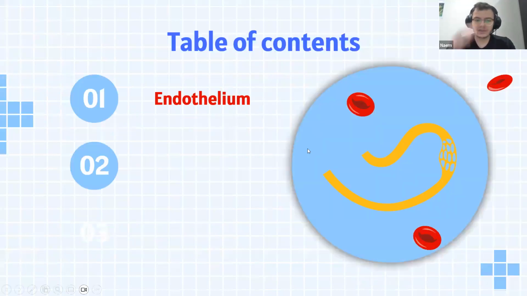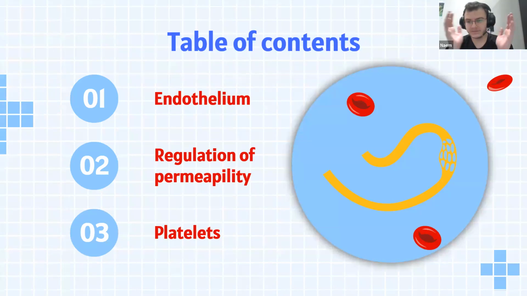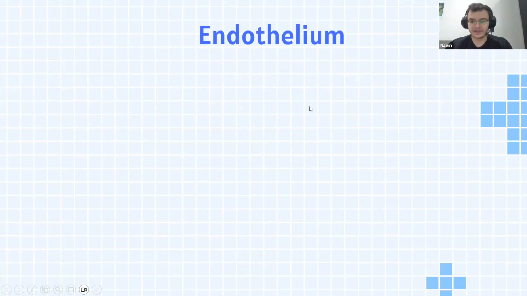So this is the table of contents. This is our objectives. This is what we will talk about. First of all, we're going to talk about the endothelium, its structure, its function. Then we're going to talk about the regulation of permeability, and then we're going to talk about the platelets in detail, inshallah. So let's start. First of all, what is the endothelium?